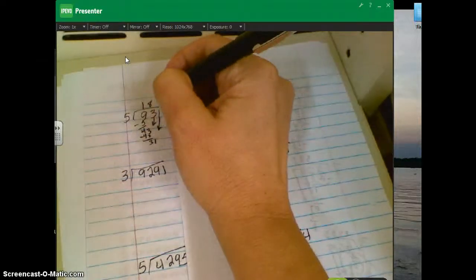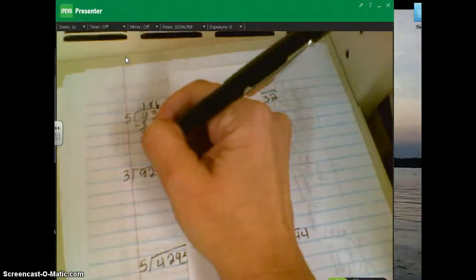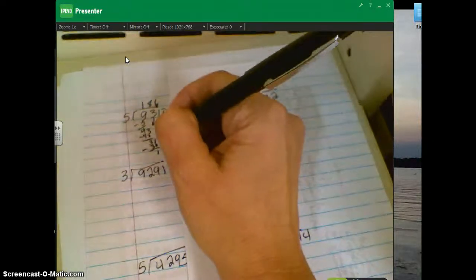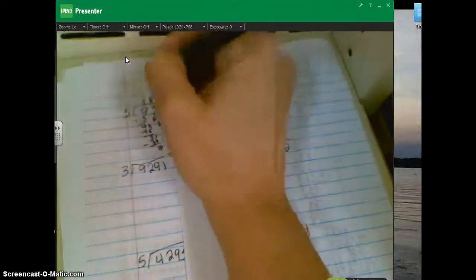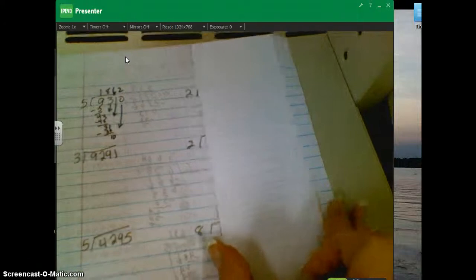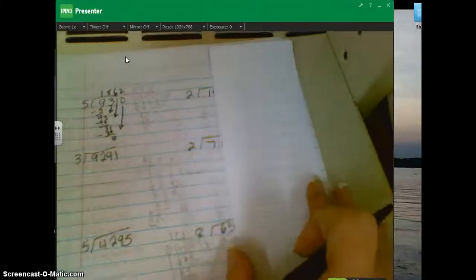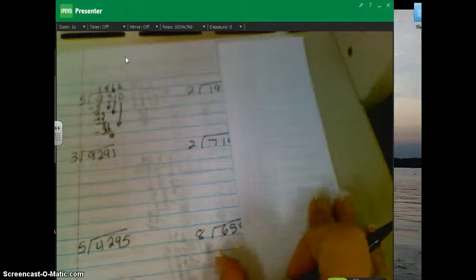5 times 5 is 25. 5 times 6 is 30. Probably our closest. Subtract and you get 1. Bring down your 0. You've got 10. 5 times 2 is 10, and then we're all done. Moving over. 2 won't go into 1. It's too small, so we'll move to the next digit.